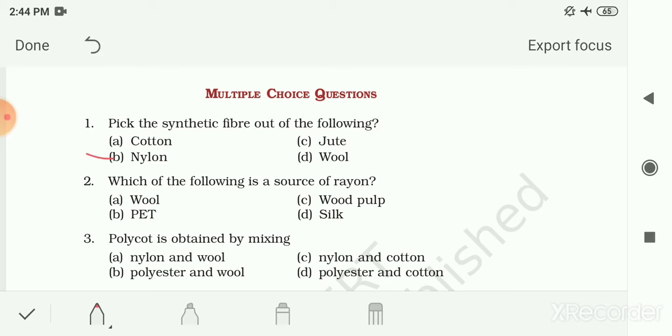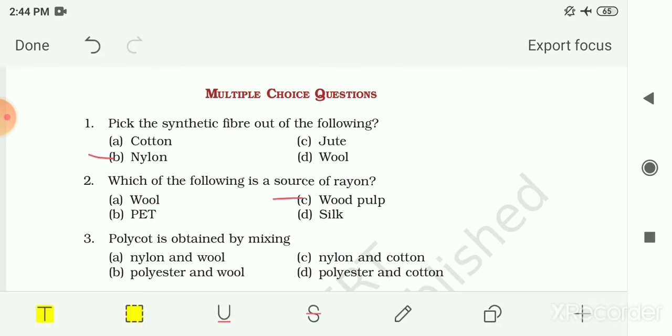Next question is: which of the following is the source of rayon? We are making rayon from what sources? The options given to you are wool, wood pulp, PET or silk. So your answer is option C, wood pulp. We are getting rayon from the chemical process on the wood pulp. So the main source for rayon is wood pulp. So your answer is option C, wood pulp.